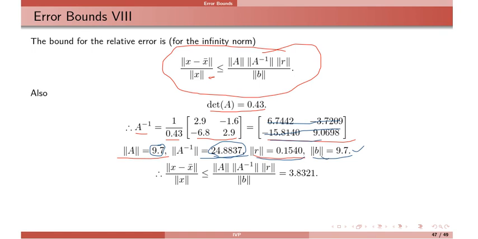You can write the norm as infinity norm for everything. So infinity norm. Fit all values here, norm of A, etc. Multiply. So relative error is 3.8321. So this is the maximum relative error.